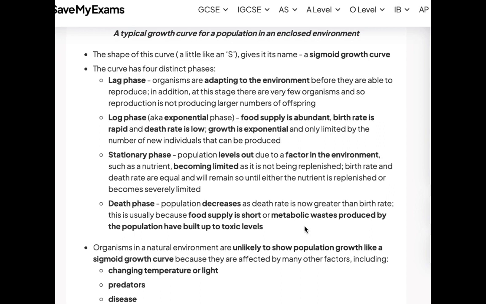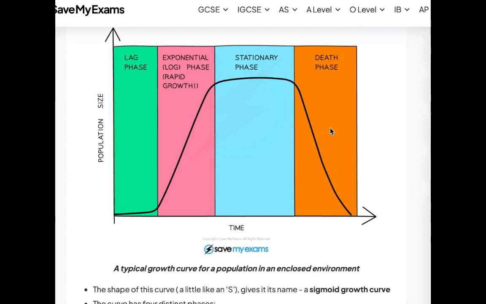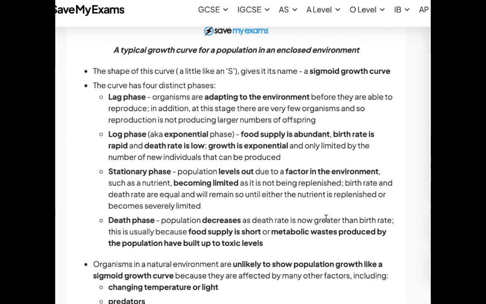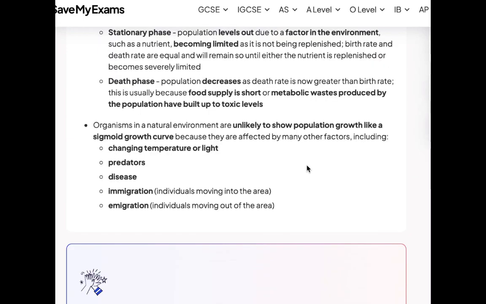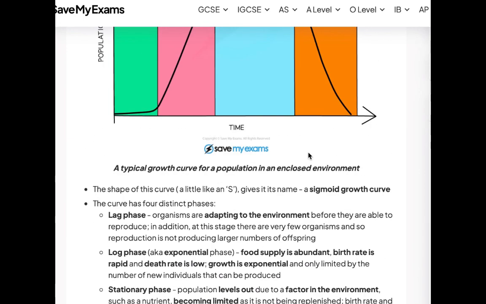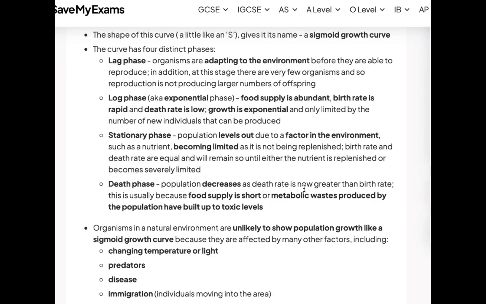Not only because the death rate is high, there could also be problems of shortage in food supply, shortage in water, and a buildup of metabolic waste. A lot of metabolic waste produced by the population has built up to a very high toxic level in the environment. That is causing disease that is wiping out a lot of organisms in the environment. So these are the different levels in the population growth curve.